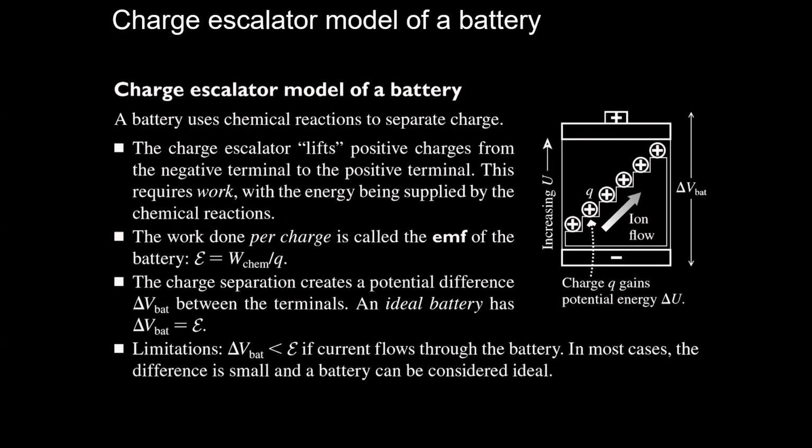The charge escalator model of an ideal battery says that the chemical reactions inside a battery are always going to be separating the electric charges, right? So it escalates positive charge from a bottom plate to the top plate, leaving negative charge at the bottom. So you're always seeing some way to create a separation of electric charge and therefore an electric potential difference, or voltage.